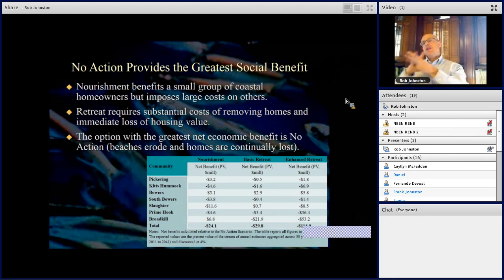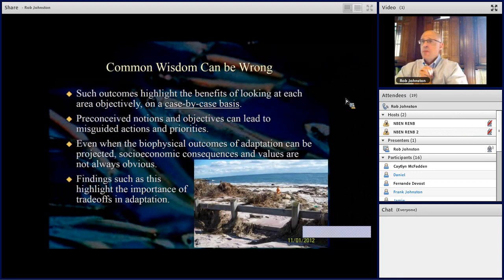But I think the take-home message is that often common wisdom can be wrong, right? A lot of times, and we see this over and over again, the option that we think is in the best economic interest of society, whether it's a community, a state, a country, often is not, right? And so the only way you can figure out what the benefits and costs are of something is to go out and measure them, right? It doesn't mean you have to spend $1 billion to measure them, but it does mean that you have to make the effort because these things aren't always obvious, right? So even if you know exactly what the biophysical outcomes are, it's not always clear what the values are.